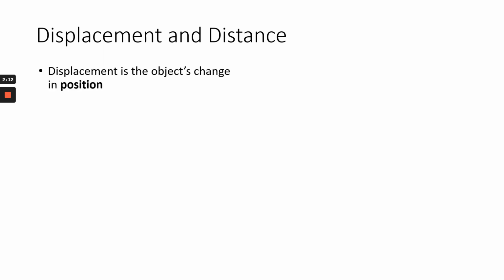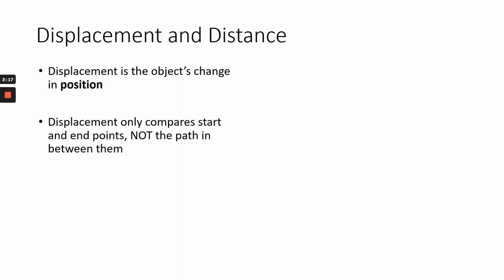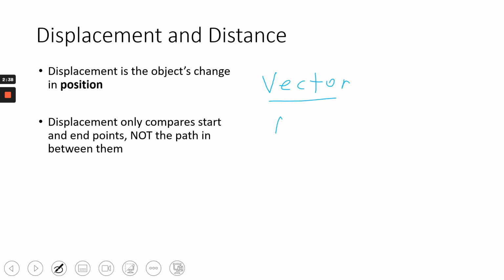So displacement is what's called the object's change in position. When talking about displacement, you're only talking about the object's starting point and the ending point, and the change between the start and the end. The path that the object takes between the starting point and the ending point does not matter in this context for displacement. Displacement is also what's called a vector quantity. In a vector quantity, there is both a magnitude and a direction.